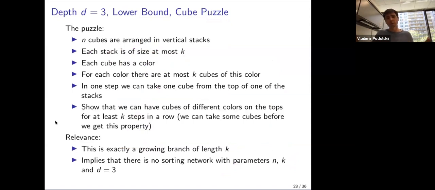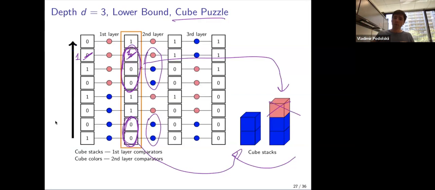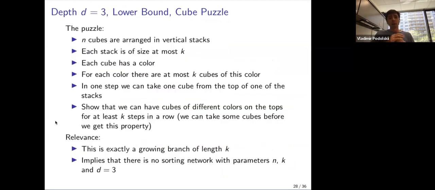So we can forget about source networks at this point. Just where is this puzzle? You have a set of n cubes. They are arranged in vertical stacks. Each stack is of size at most k. Why? Because the size of each comparator on the first layer is at most k.